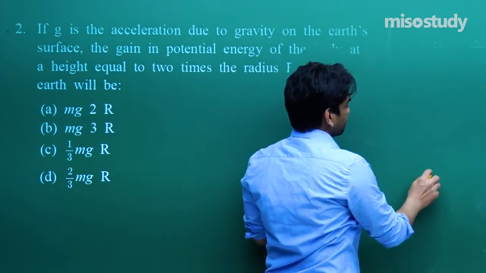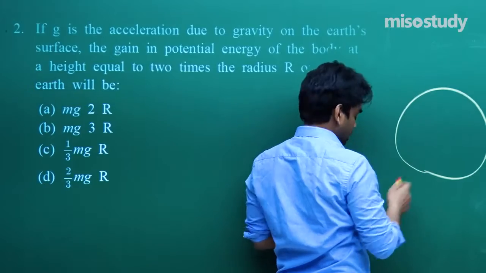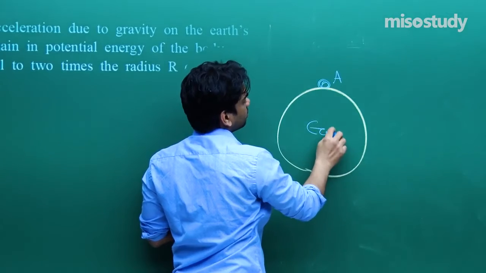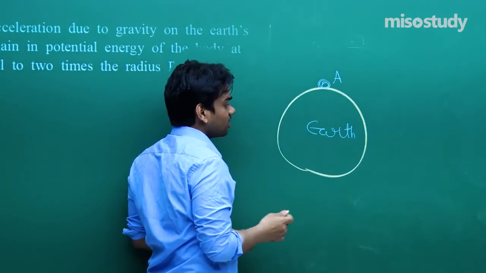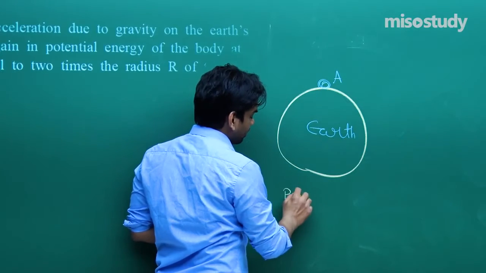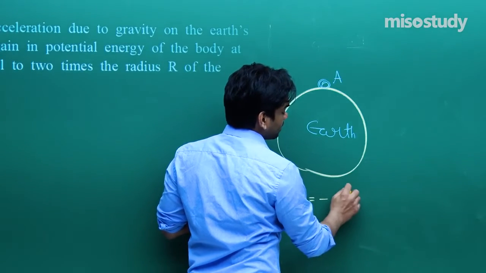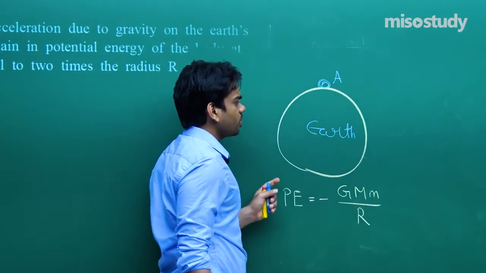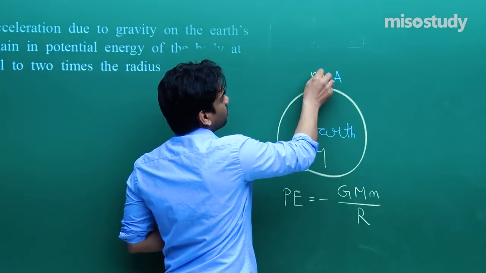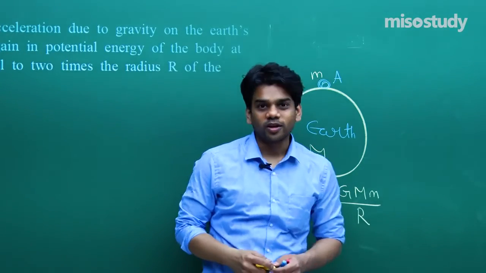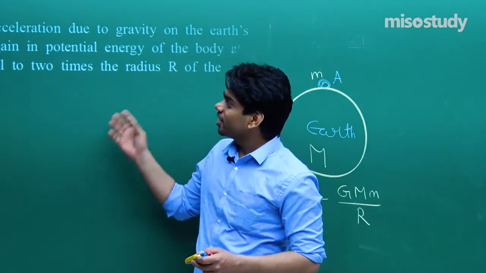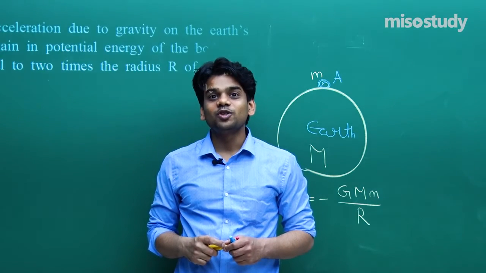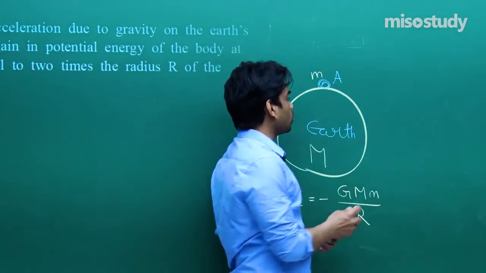First of all, we know that if this is Earth, and a body is placed here, let me show you. If a body is placed here, this is body A, this is Earth. Now you see here, we all know that the potential energy is given as minus GMm by r, where M is the mass of Earth, small m is the mass of this body. This is what we know as the potential energy of the body. When it is raised to a height twice the radius R, that means from the center, the distance will be total 3R. So let me show you the final potential energy.